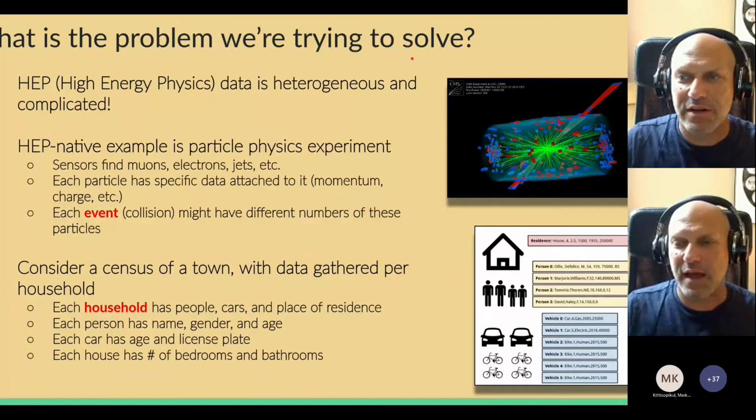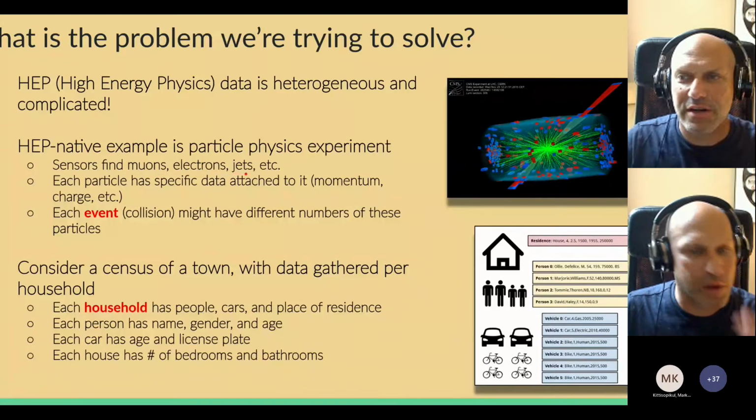This may be common knowledge to everybody, but I'll just go through it. High energy physics data is heterogeneous and complicated. And when I say heterogeneous, I mean that the data doesn't lend itself to an N by M grid. For example, you might have this particle physics experiment where your sensors find different muons, electrons, and then these other objects called jets, which are sprays of particles. And so in each collision, you might have different numbers of these particles.